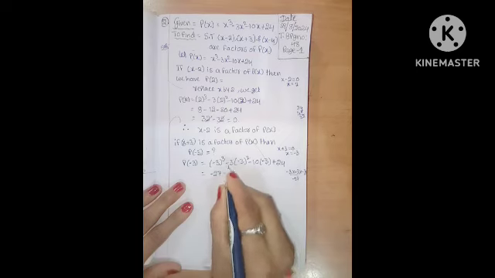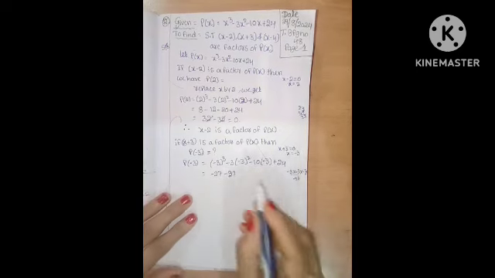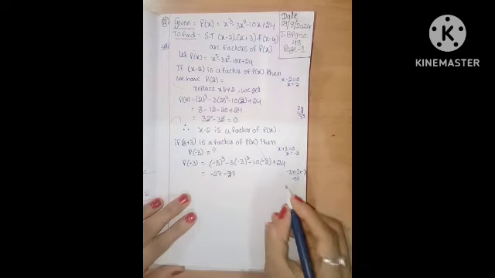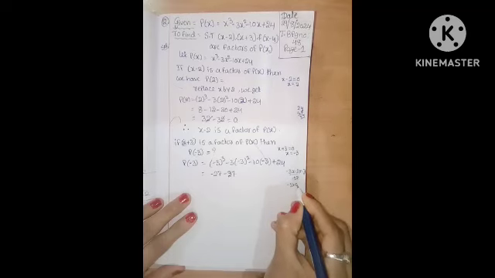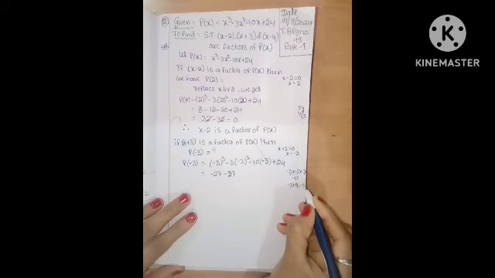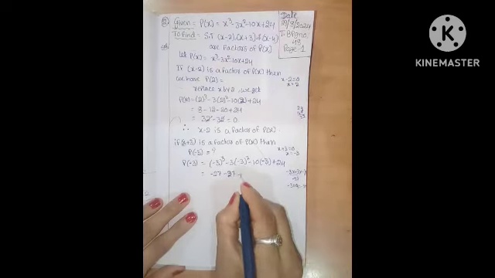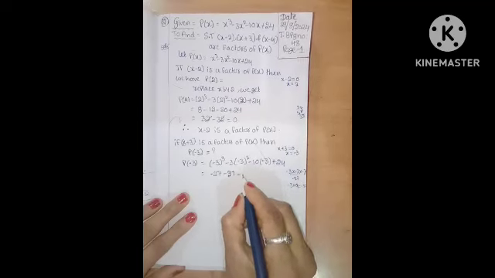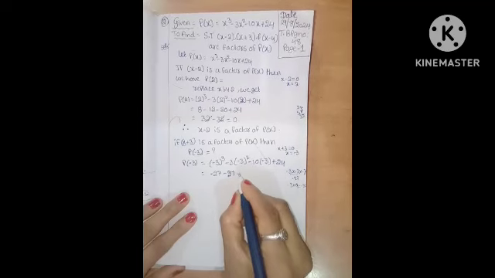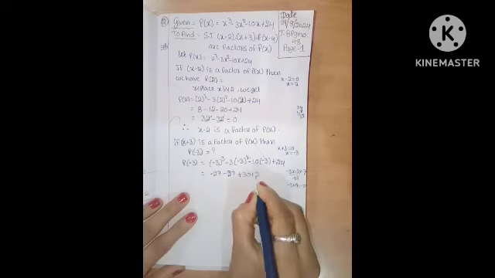(27). Plus into minus is minus. Okay. Minus 3 into 9 equal to minus 27. Next, plus into minus is plus. Minus into minus is plus. So 10 into 3 is 30 plus 24.